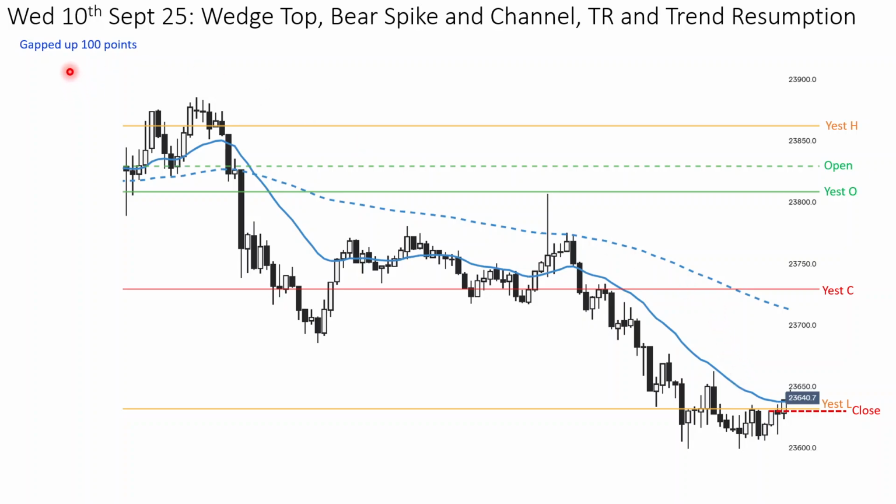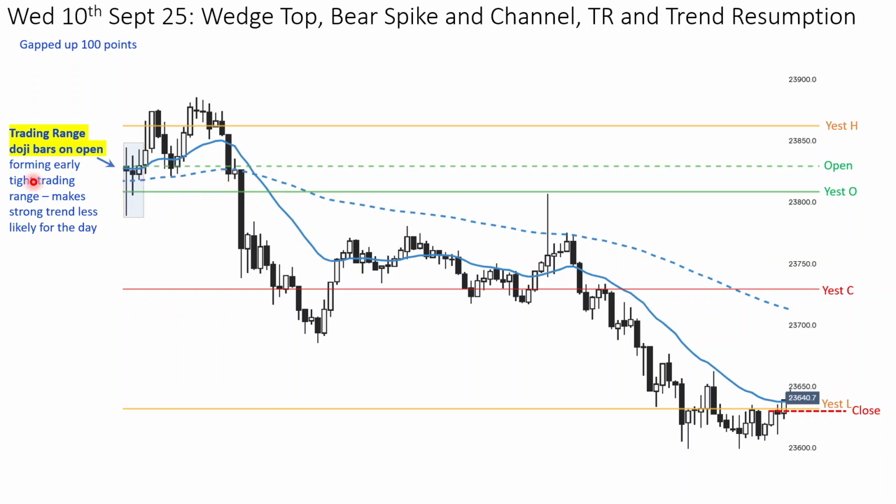Today we had a gap up of around 100 points, relatively large, and overall I saw the day as a wedge top with a bear spike and channel, a trading range through the middle of the day, and then late trend resumption down to yesterday's low.